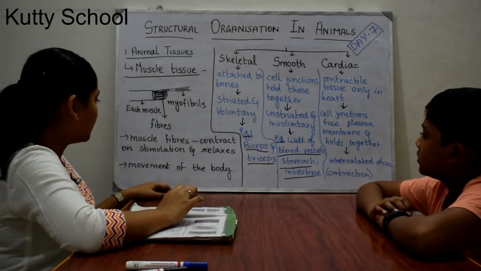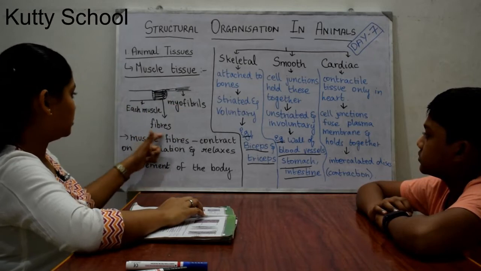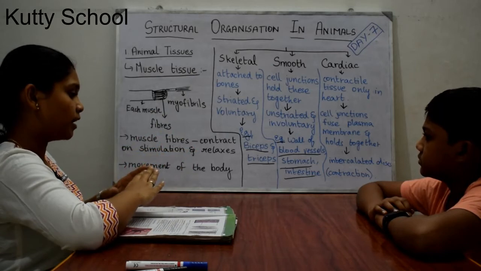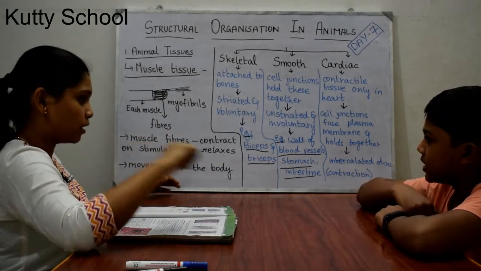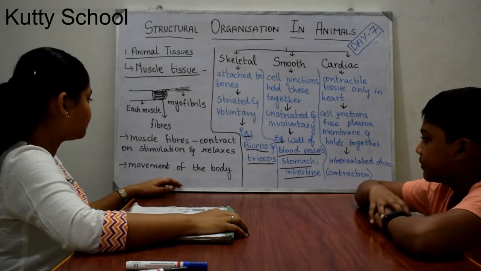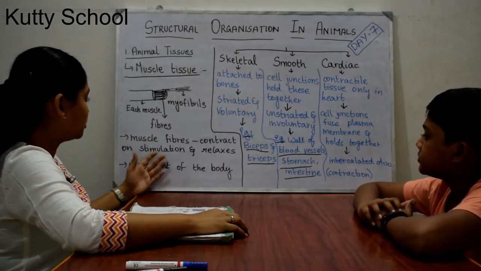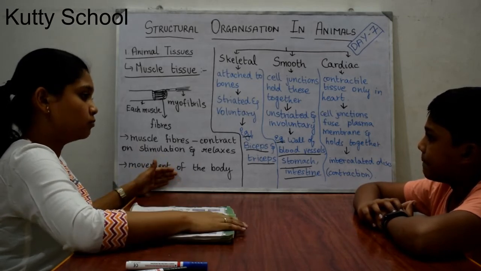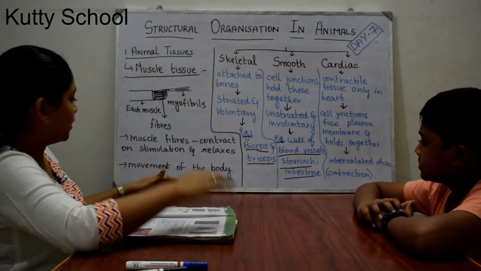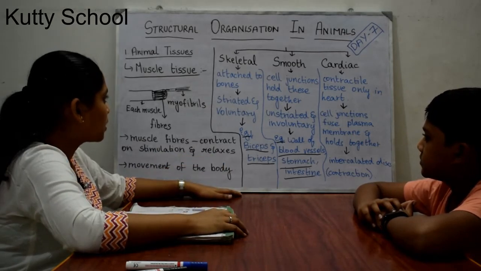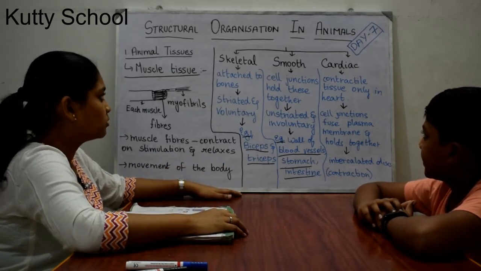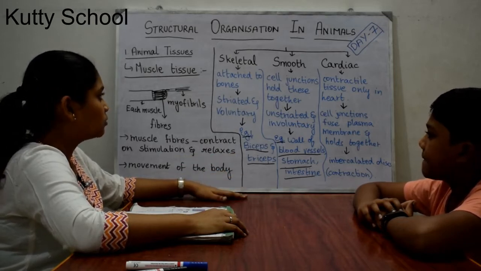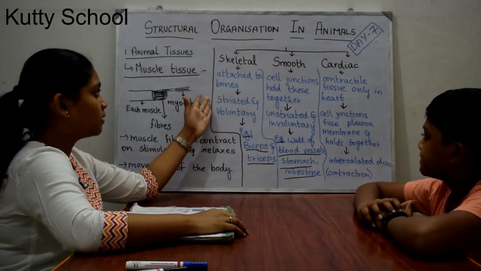And these muscle fibers contract on stimulation. If there is any stimulation, they will contract, and after some time they will expand and relax. So these muscles help the body to move, they help for the movement of the body. And there are three kinds of muscles: skeletal muscle, smooth muscle and cardiac muscle. Here we are going to see skeletal muscles first.